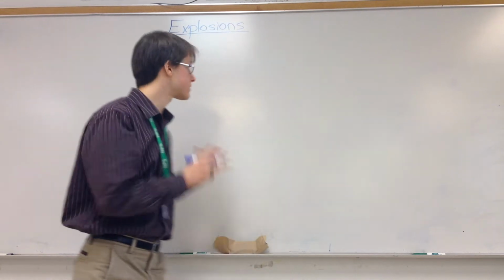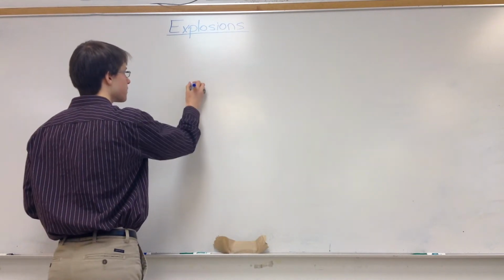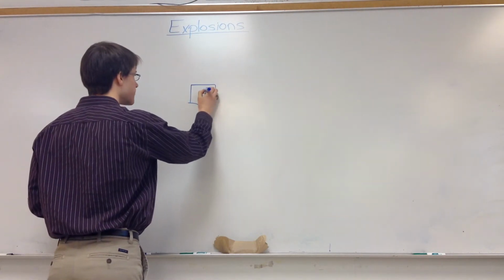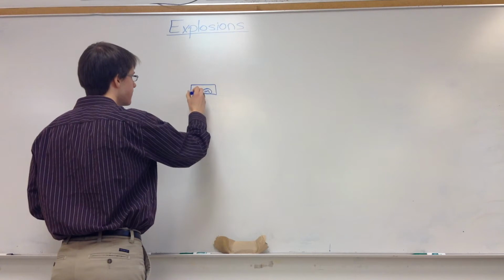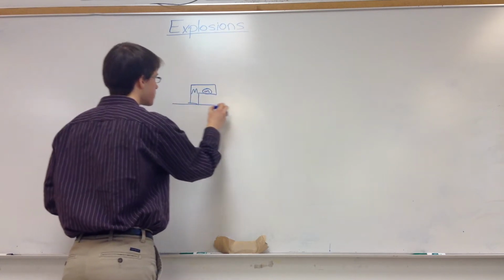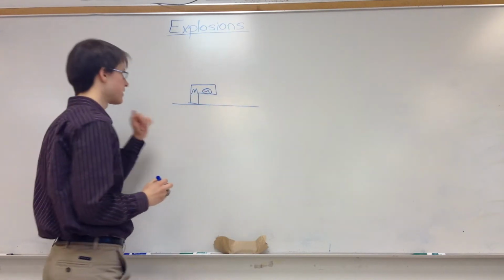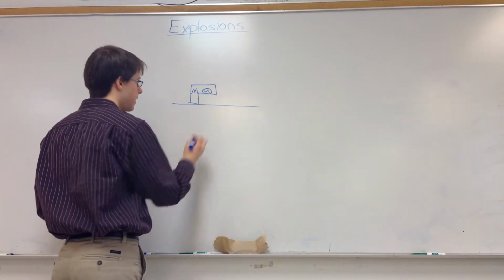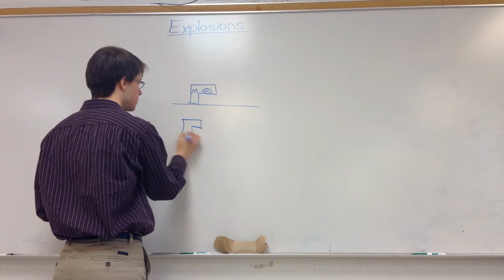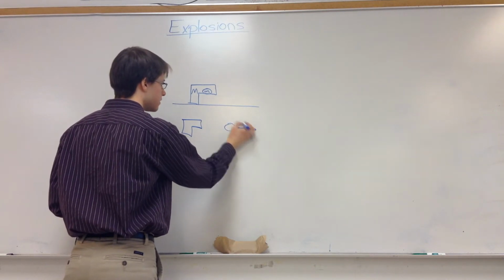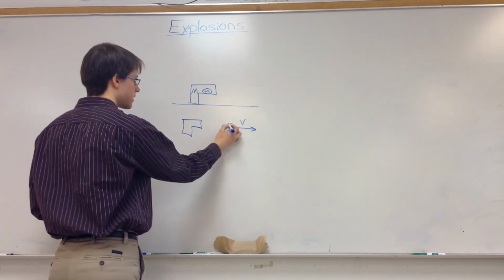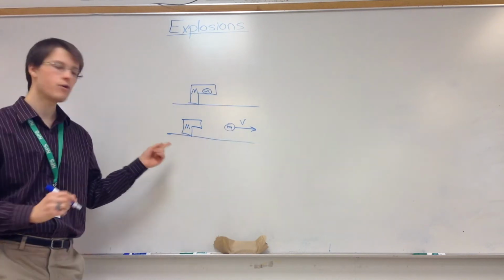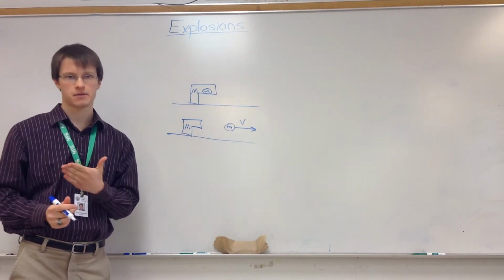So first, let's look at just a simple weapon being fired. This is my cannon. I know it's not good. It has a cannonball of mass little m inside of it and a mass of big M for the rest of the cannon. And it's sitting there, completely at rest. And then it fires the cannonball out. We'll say that it fires the cannonball with a speed of v to the right. Cannonball has mass little m, cannon has mass big M.